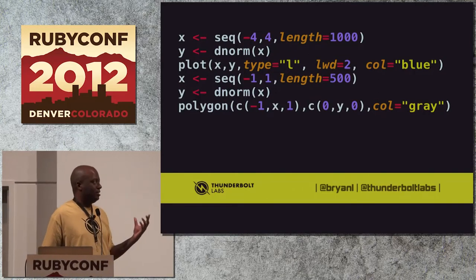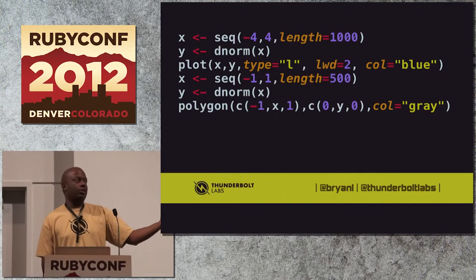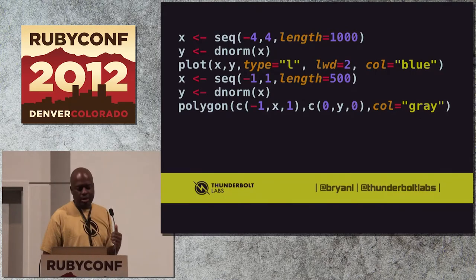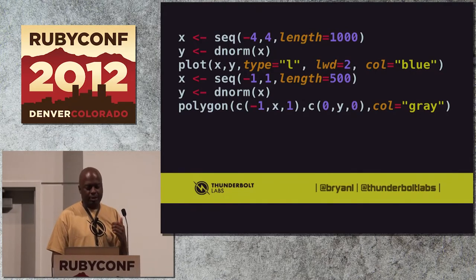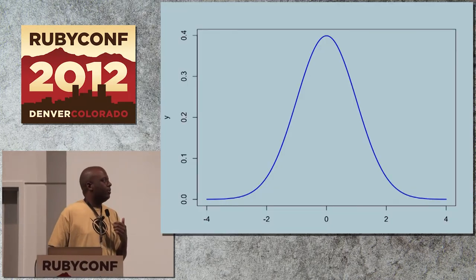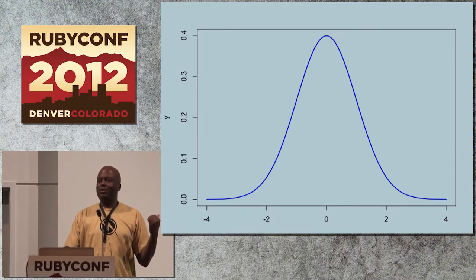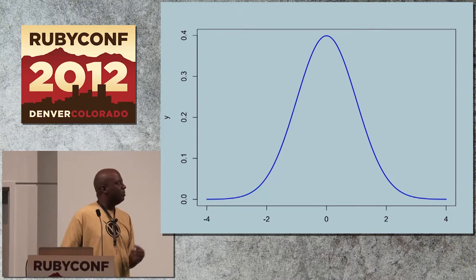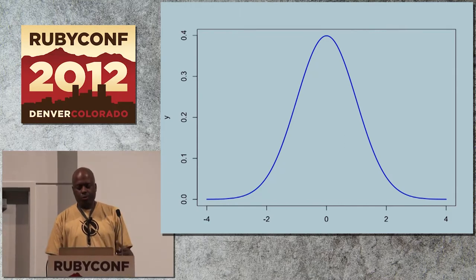You wouldn't normally see it like this. You would probably see it like this, which would give it away really quickly. This is R. What this does is generate something that looks like this. Does anyone know what this is? It is a normal distribution. So we'll use a normal distribution.